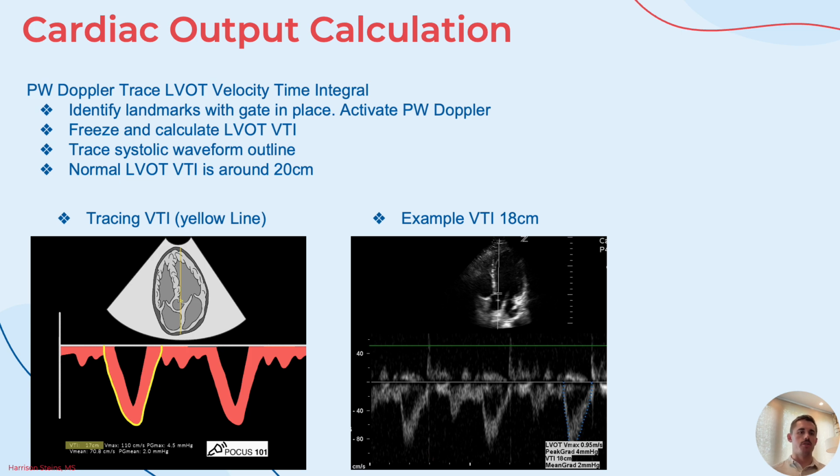A normal left ventricular outflow tract velocity time integral is around 20 centimeters. That's calculated by assuming a normal stroke volume is 60 milliliters and an average left ventricular outflow tract diameter is 2 centimeters. And if you use the cylinder formula to calculate that, a normal VTI comes out to just about 20 centimeters.